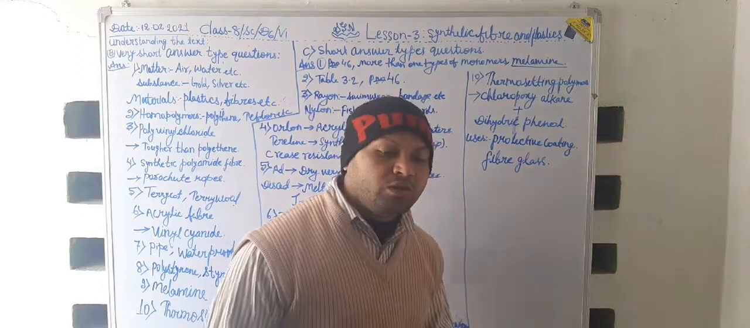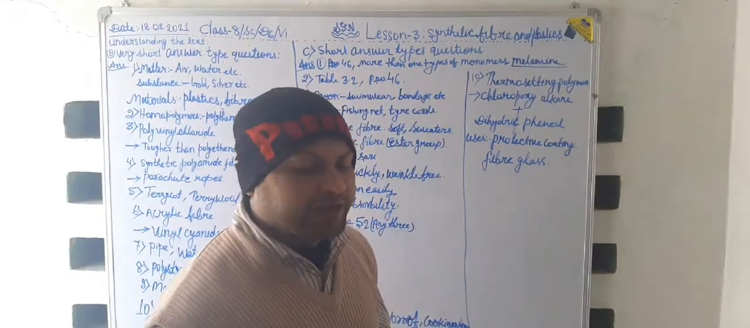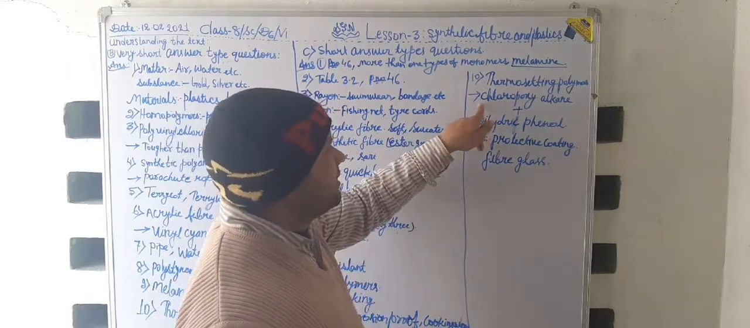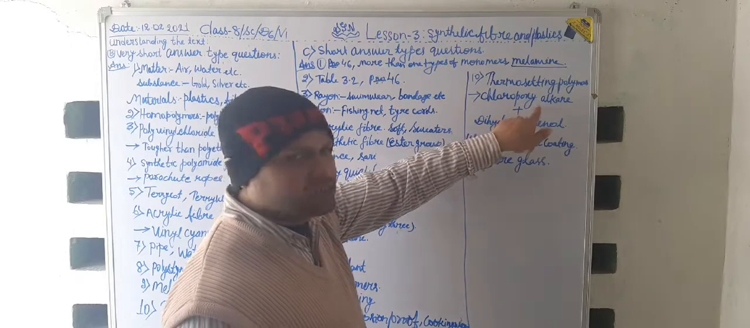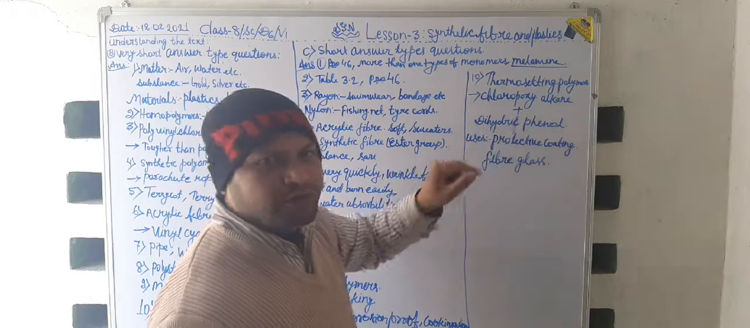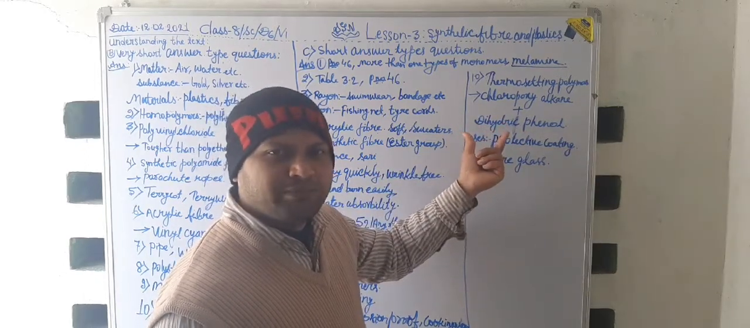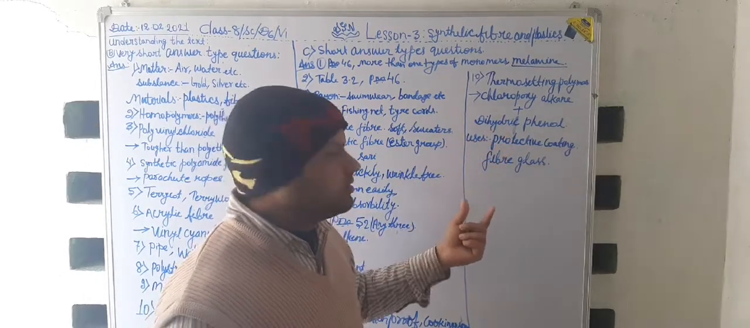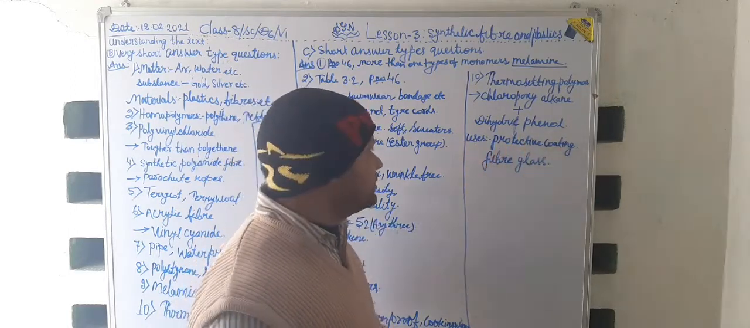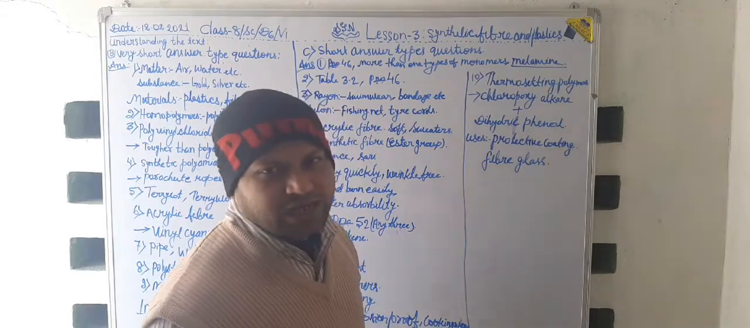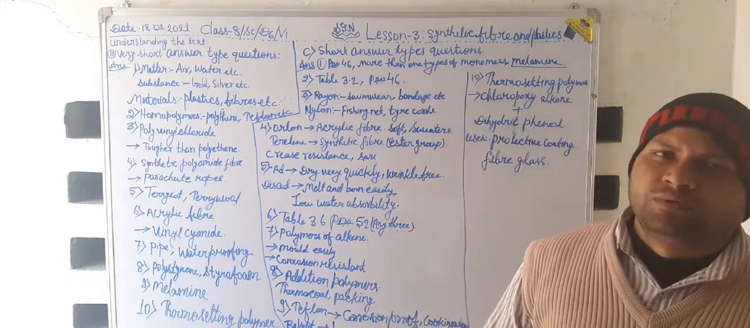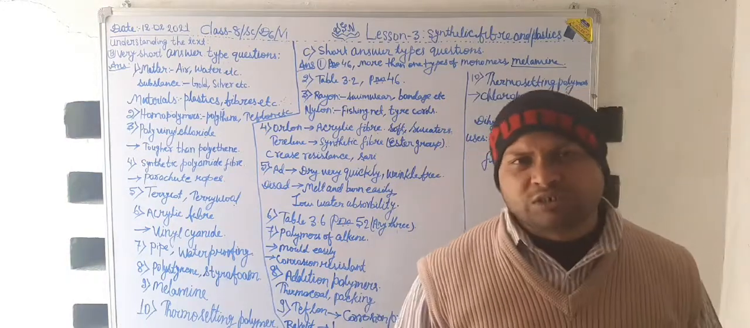Now question number 10. What is araldite? Write its uses. Araldite is a thermosetting polymer, and it is formed from chloroepoxy alkanes. When combined with dihydric phenols, we obtain a polymer that is called araldite, and it is used to make protective coatings and fiberglass. So these are the correct answers of very short type questions and short type questions.